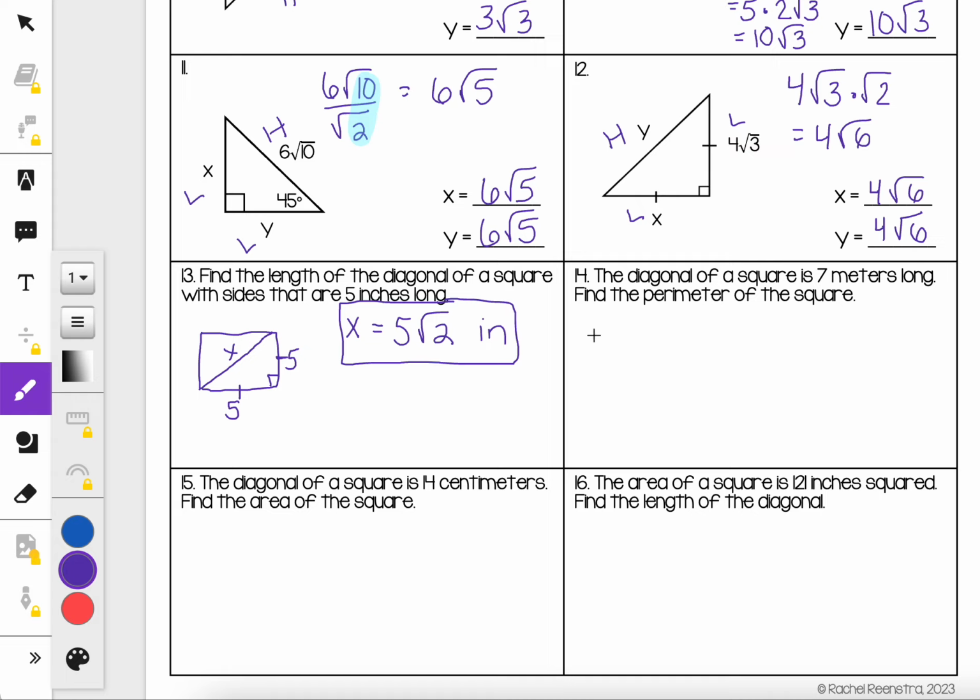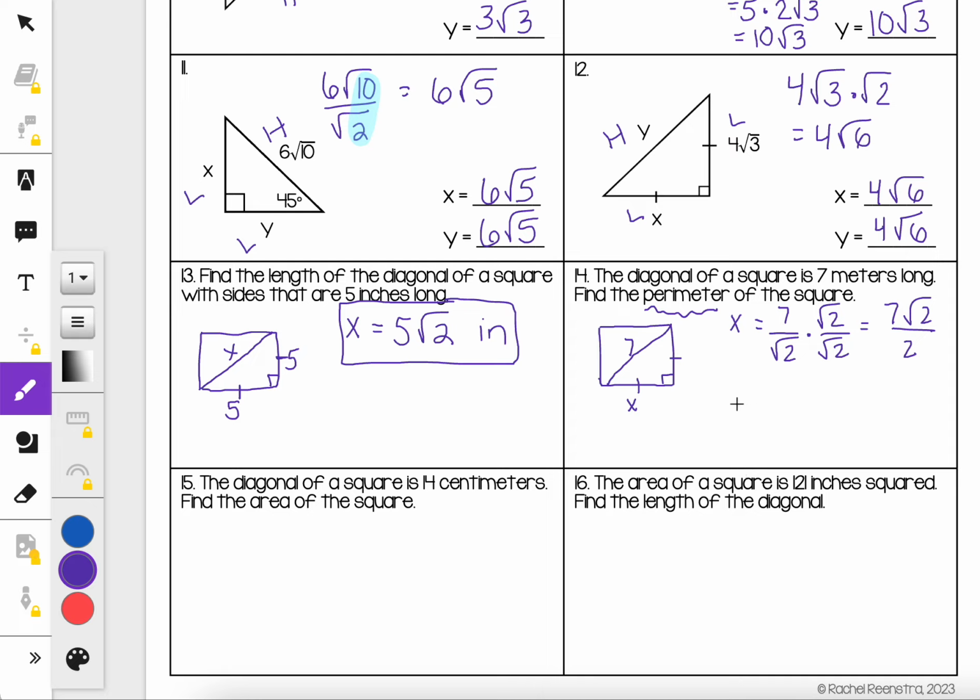Now for number 14, it's giving us the diagonal of the square. So it's telling us the diagonal is 7, and we want to find the perimeter of the square. Right, so again, we have a square, we have our 45, 45, 90 triangle. So if I'm given the hypotenuse and I want to find the leg, or one of my sides, I'm going to call that x. So x is going to equal that diagonal divided by the square root of 2. So I'm going to rationalize my denominator, and I get 7 root 2 divided by 2.